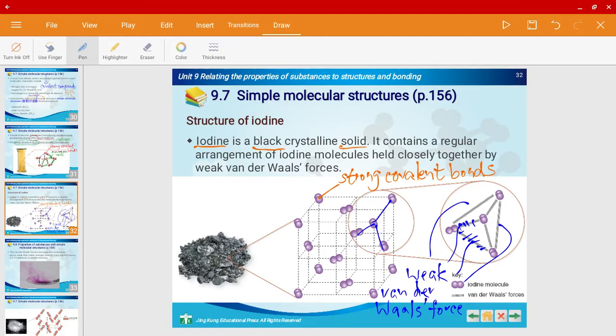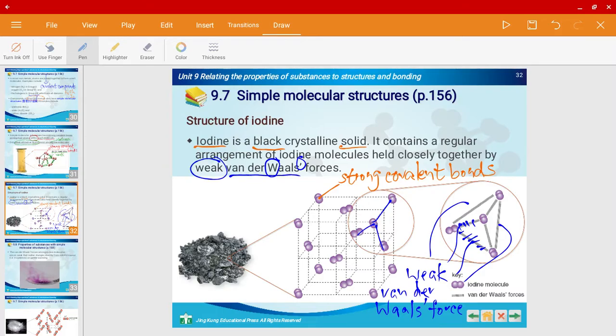The name of this force is quite interesting. Actually, it's named after a person, as you can imagine, van der Waals. I think he's from the Netherlands, if I'm not mistaken. You will notice that you need to keep the W over here capital, and there should be an apostrophe towards the end of the S. And another word that we usually associate with van der Waals force is the word weak.